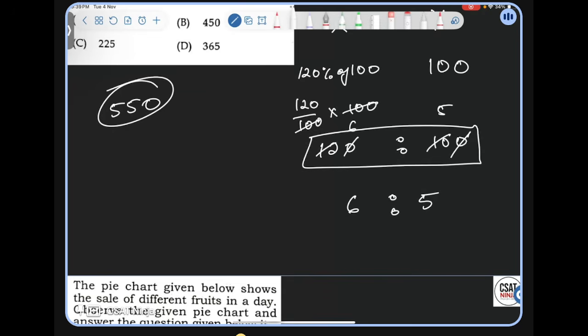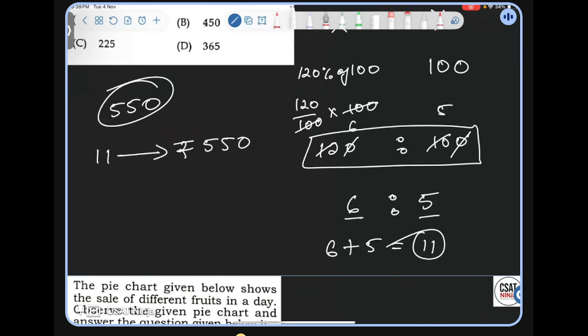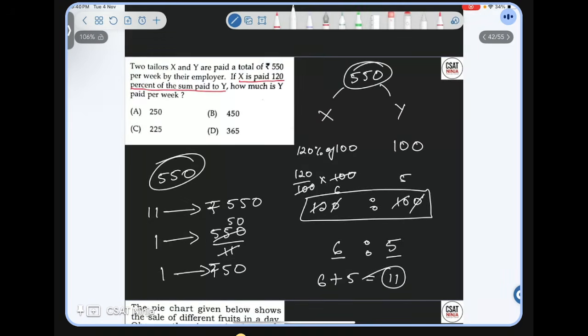According to our ratio, X is paid 6 and Y is paid 5, which makes a total of 11. So according to our ratio the total is 11, and according to the question the total is 550. So 1 in terms of ratio will be 550 divided by 11, which is 50. So 1 in terms of ratio is nothing but 50 rupees.